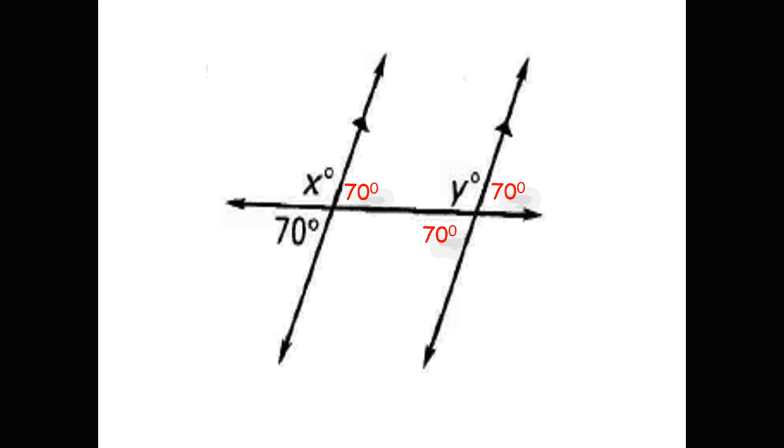And in this case, if you fill out all the angle measures, all the acute ones here are 70. Both x and y turn out to be obtuse. So if you do 180 minus 70, we get 110 for both of those.